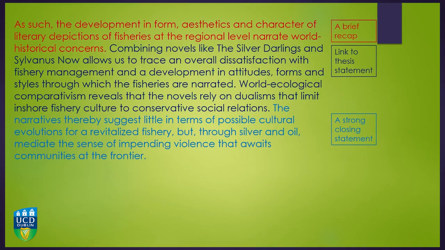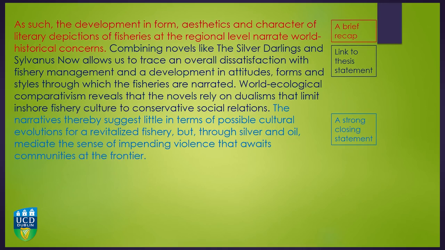As such, the development in form, aesthetics, and character of literary depictions of fisheries at the regional level narrate world historical concerns. A brief recap of what's been said. Combining novels like The Silver Darlings and Sylvanus now allows us to trace an overall dissatisfaction with fishery management and a development in attitudes, forms, etc. You're linking back to that thesis statement, which you can look at. It was just a couple of slides back in this presentation.